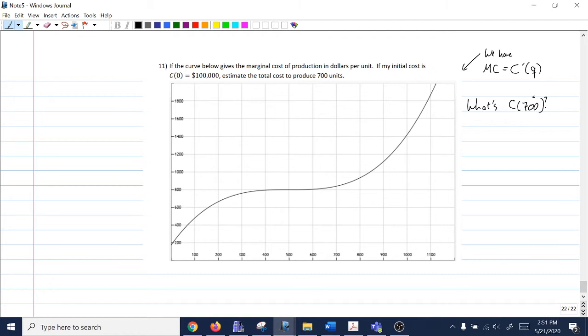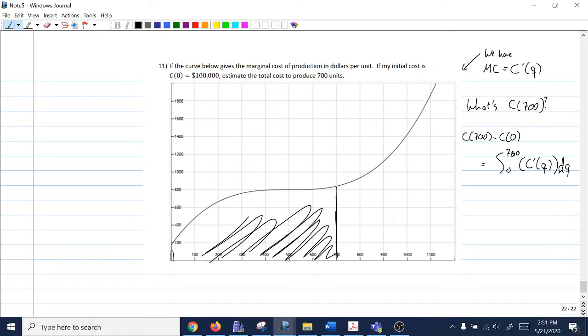How do you go from rate of change to a value? That's what the definite integral does. C of 700 minus C of 0 is going to be the integral from 0 to 700 of C prime of Q. To find how much the total change was, you do a definite integral of the rate of change. You want to know how much did it increase between 0 and 700? You're doing this integral. We want to know, what is this area?